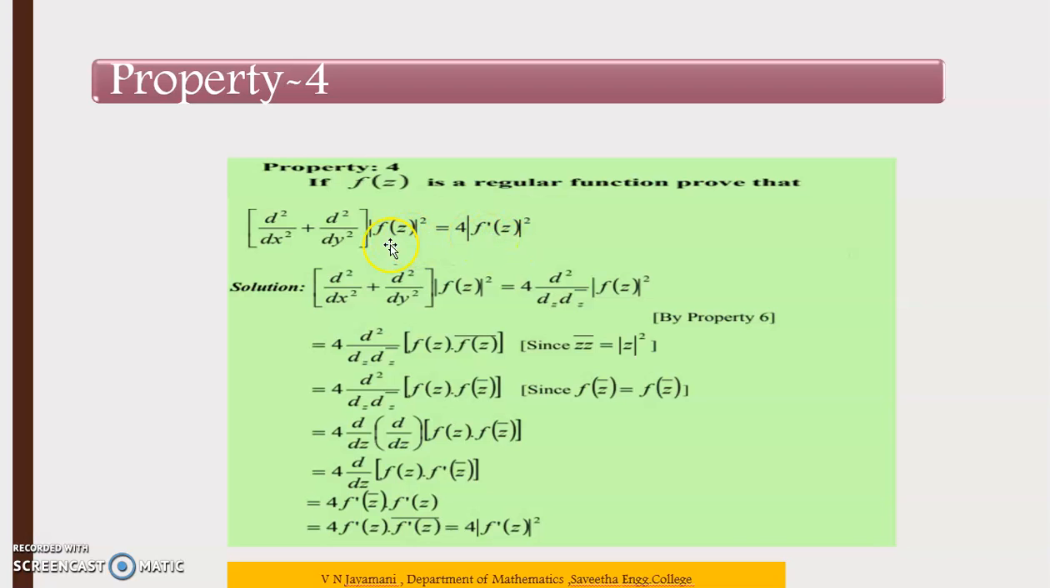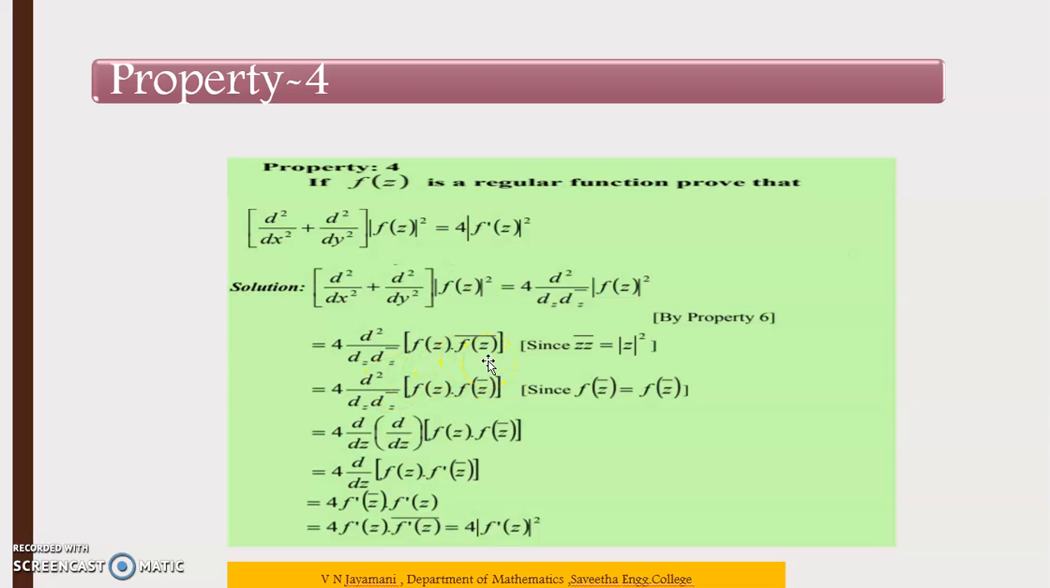So here we consider the left-hand side, (d²/dx² + d²/dy²) |f(z)|². By using the standard property, this equals 4 d²/(dz dz̄) |f(z)|². Since |z|² can be written as z z̄, in the same way |f(z)|² can be written as f(z) times the conjugate of f(z).